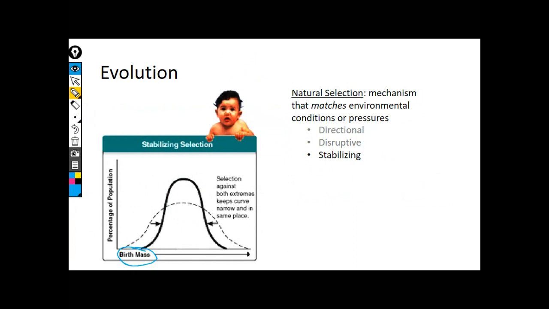So if we think about human birth weight, from the baby's perspective, a low birth weight is bad. Being a teeny, teeny baby, you're more likely to die. However, this can't be directional selection because from mom's perspective, a really, really big baby is bad because then mom is more likely to die. So stabilizing selection is the Goldilocks. There's this perfect sweet spot that says at this point is where you need to be.